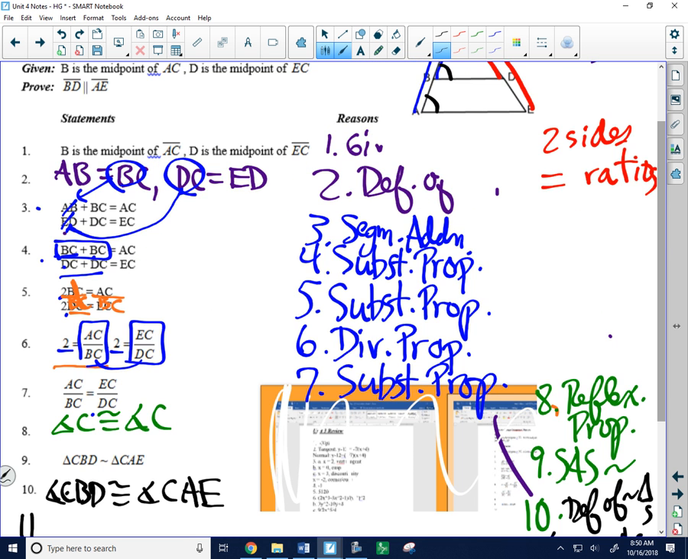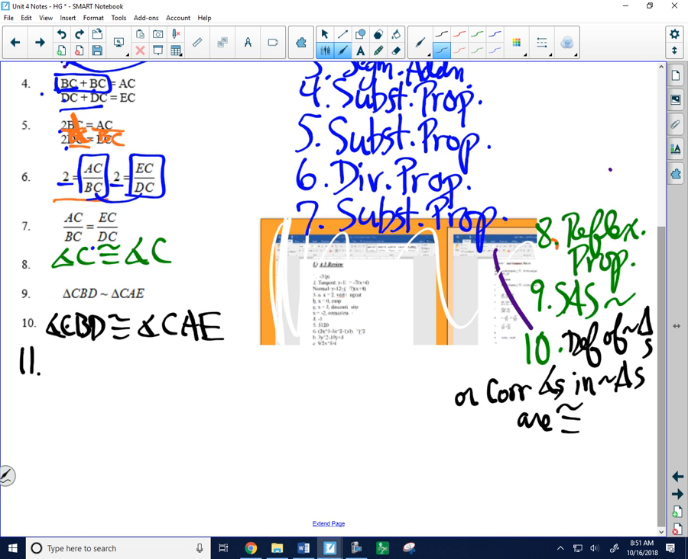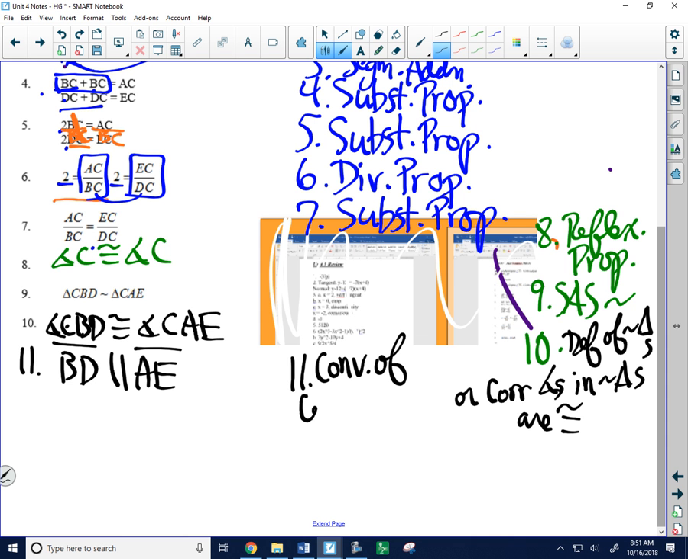Alright, now why did that matter? Why did I do that? Well, if these two, those are corresponding, right? And if corresponding angles are congruent, then the lines are parallel. That was the point. So the angles are congruent, therefore the lines BD and AE are parallel. Therefore the lines are parallel. This is the converse of corresponding angles theorem.